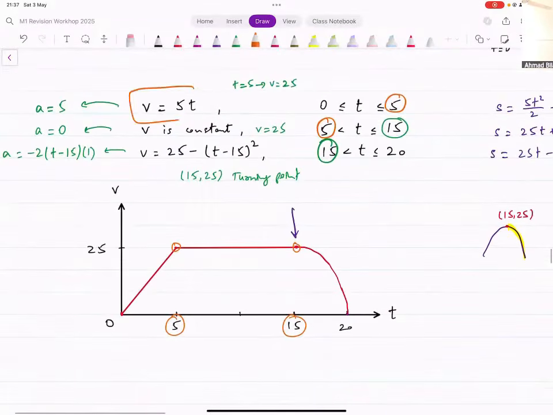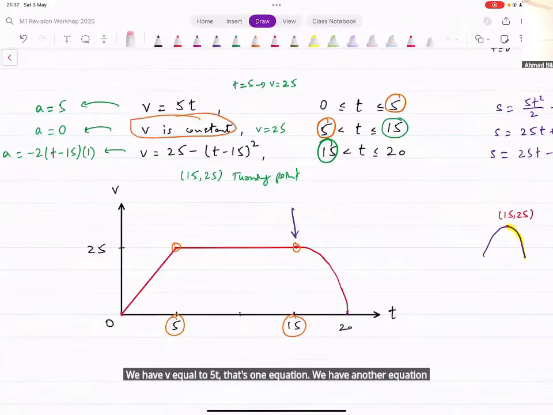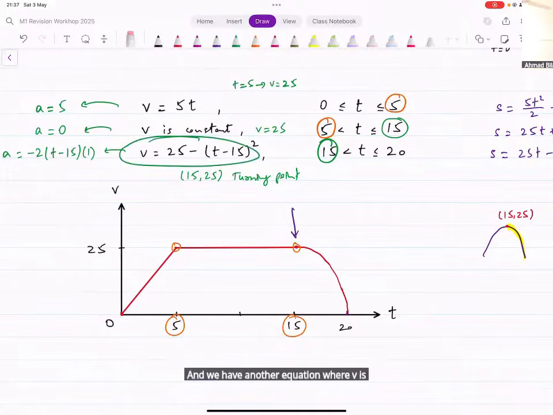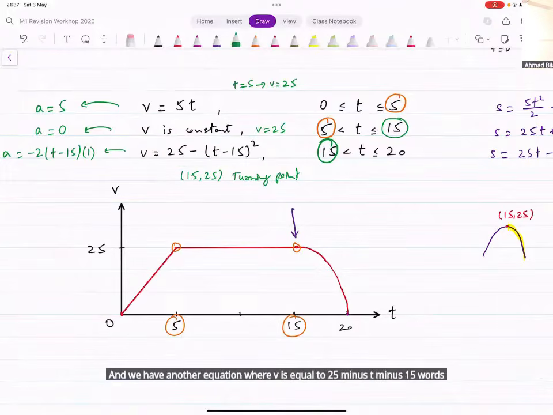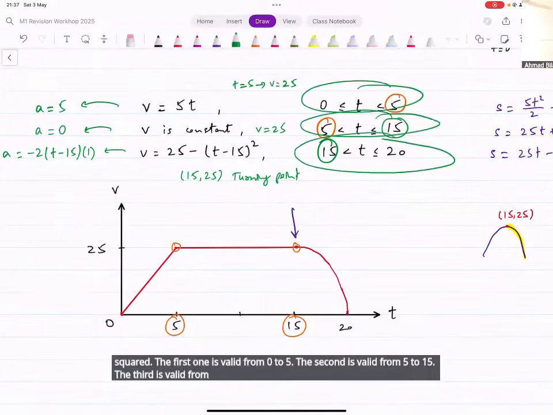We have v equal to 5t. That's one equation. We have another equation where v is a constant. And we have another equation where v is equal to 25 minus (t minus 15) squared. The first one is valid from 0 to 5. The second is valid from 5 to 15. The third is valid from 15 to 20.